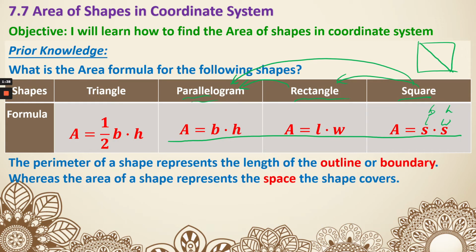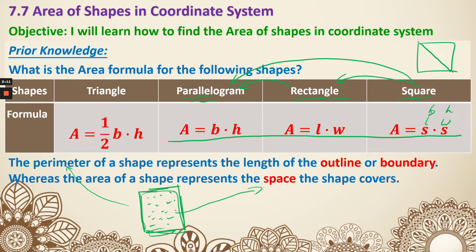The perimeter of a shape represents the length of the outline or boundary, whereas the area of a shape represents the space the shape covers. To give you a simple real-life example, let's say you're trying to build a farm. Let's say this is your farm, and you're going to put fences around it for cows. So the fence around is going to be your perimeter, and the grass inside the farm that's for your cow to eat, that's basically representing the space or the area.